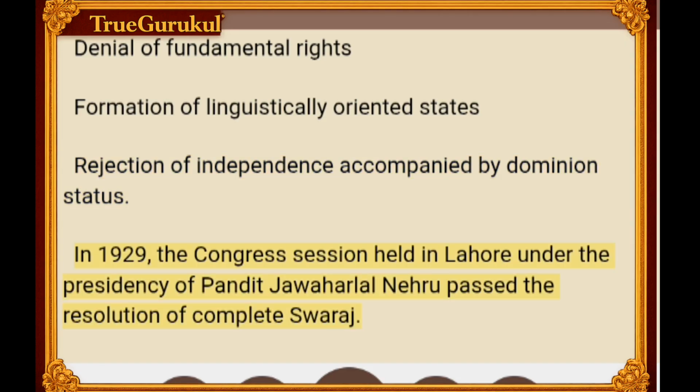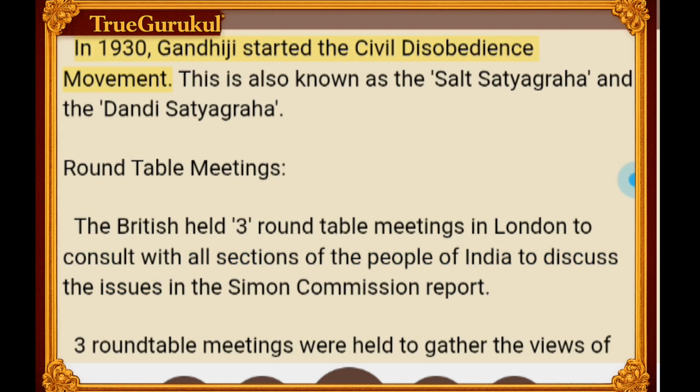In 1929, the Congress session held in Lahore under the presidency of Pandit Jawaharlal Nehru passed the resolution of complete Swaraj. In 1930, Gandhiji started the civil disobedience movement. This is also known as the Salt Satyagraha and the Dandi Satyagraha.